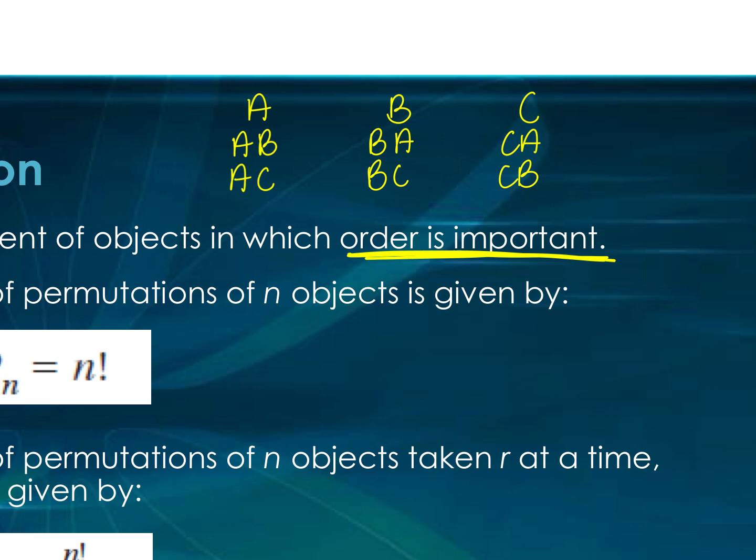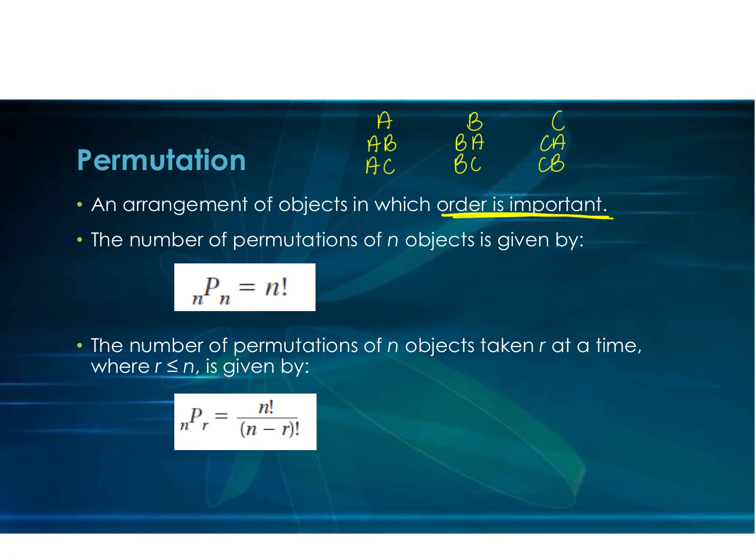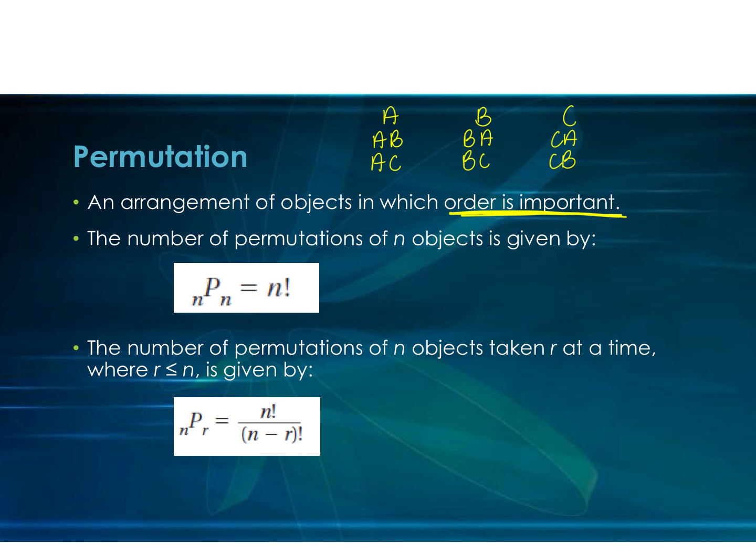Okay. So looking at these right here for permutation, it says the number of permutations of n objects is given by this formula. They're giving me this amount of objects. How many different orders can I make? That's what it's asking. So I'm going to go ahead and give you an example.